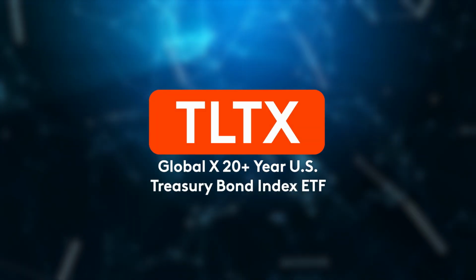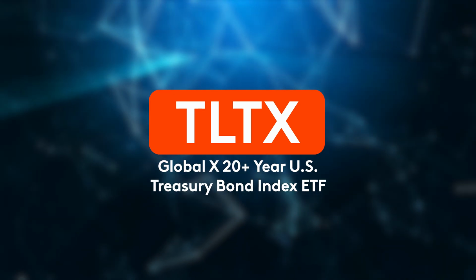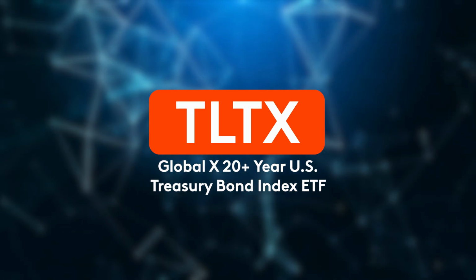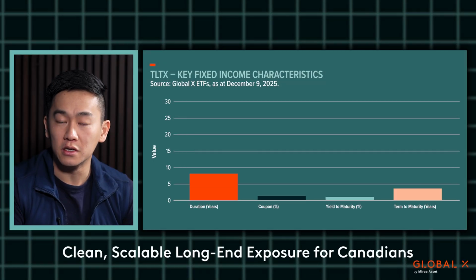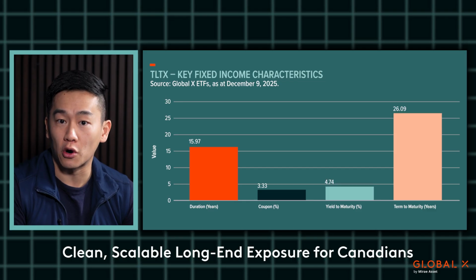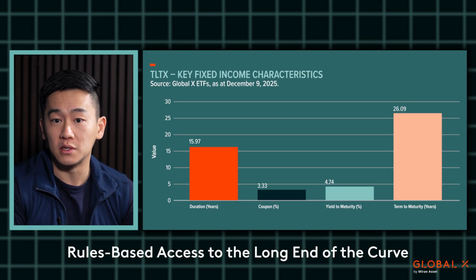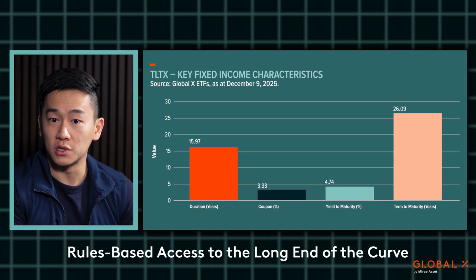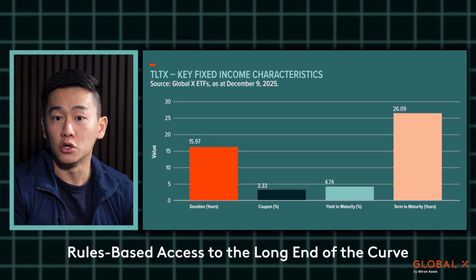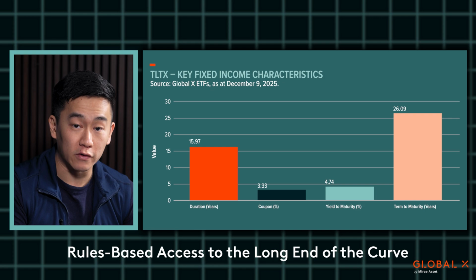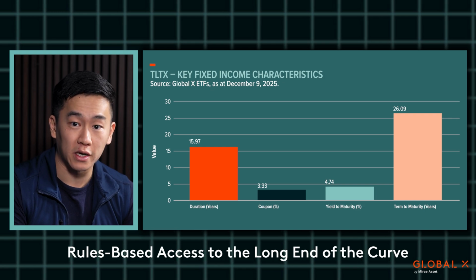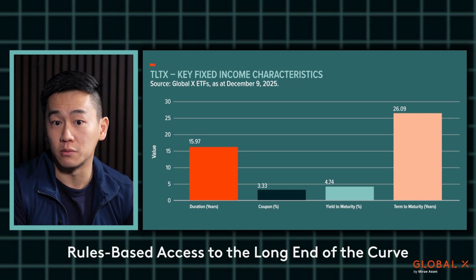That's where something like the Global X 20-year US Treasury Bond Index ETF, TLTX, fits in. It gives Canadians a clean, scalable way to access the part of the yield curve that reacts the most to macroeconomic surprises. And instead of trying to manage duration, roll schedule, or liquidity on your own, you get direct exposure to the long end of the yield curve through a rules-based index in a liquid, brokerage-accessible vehicle.